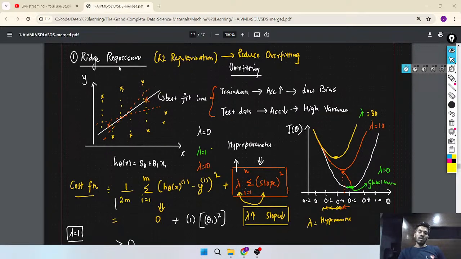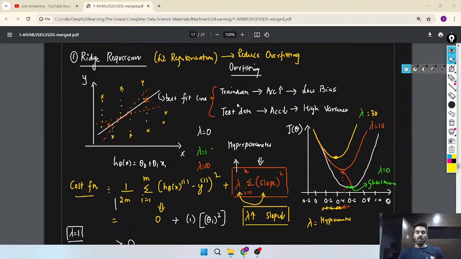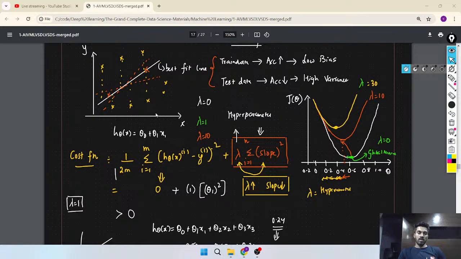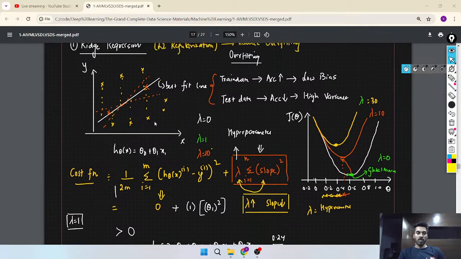Now coming to ridge regression: what is ridge regression? Ridge regression is also known as L2 regularization, which we apply to reduce the overfitting. We have already told you this one. Suppose this is your best fit line, and according to this, your model performs well on training, but at the time of testing the model is not performing well.